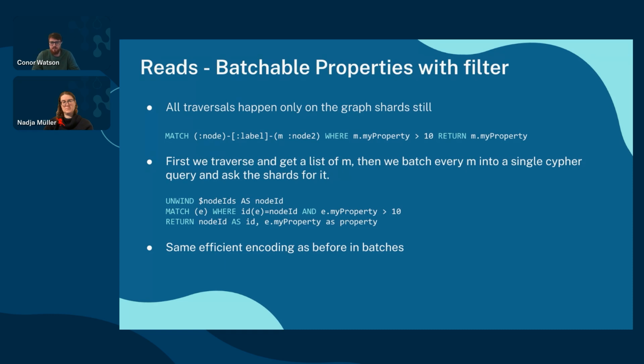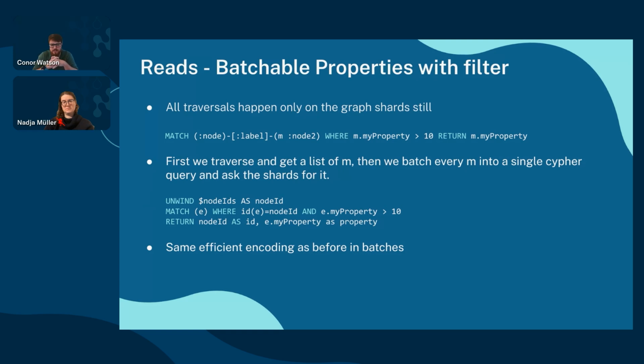And then some stuff that we can do, because we own both sides of this. We own the graph shard and we own the property shard, and they're both Neo4j databases. We can then start to use things like indexes on those property shards. So in this case, we have the same query again, except this time we only want to return properties that are greater than 10. So we would do the exact same thing as before.